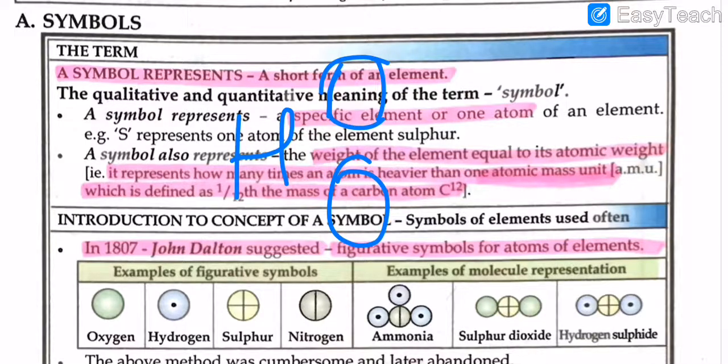Now, the introduction of the concept of symbol was basically in 1807. John Dalton came up with the figurative symbol. So he thought that we'd represent each element by drawing them. But of course, not everyone was an artist.